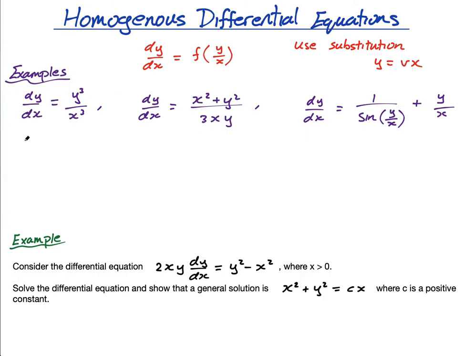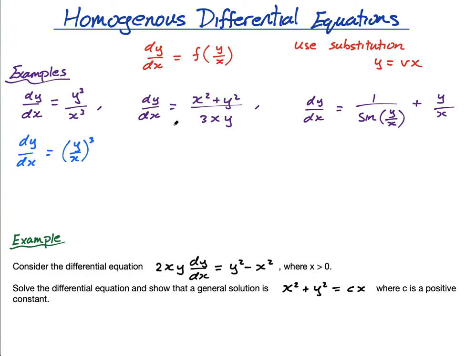This one can be written as, and now sometimes in your exam they actually say, show that this can be written in the form dy/dx equals f of y over x. And this can obviously be written as, this is an easy one, y over x cubed. So now it's in this form, f of y over x.